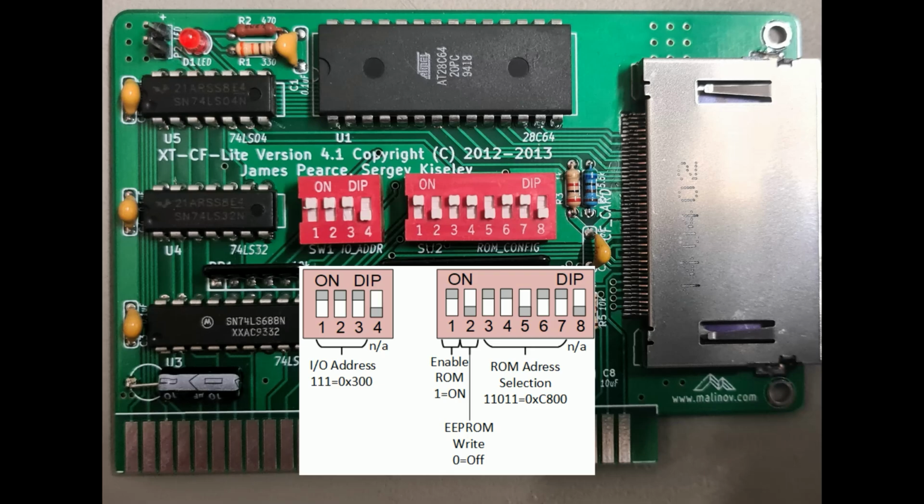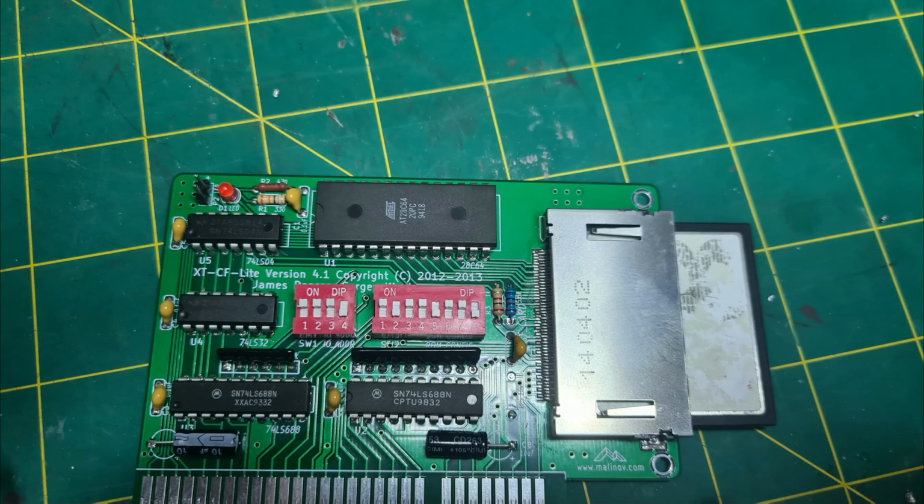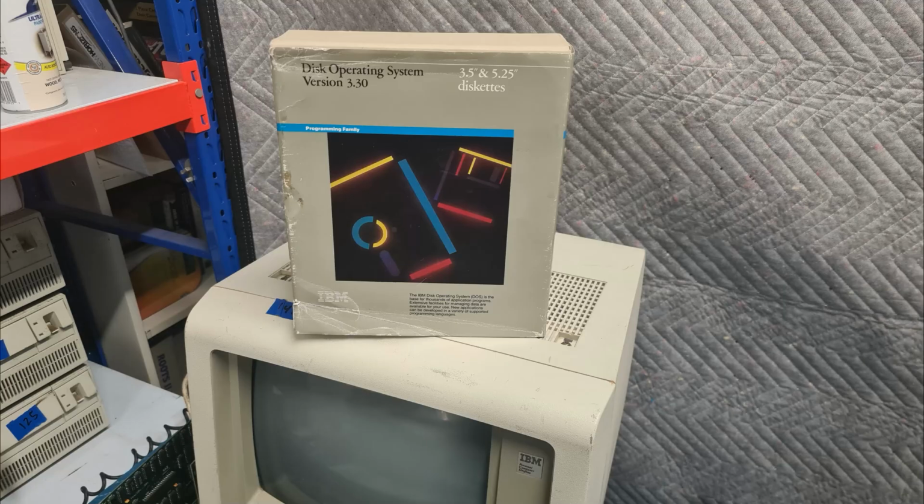Once I verified the switches, I put an 8-bit 16 megabyte compact flash card onto the XTIDE adapter and put it into the IBM 5150 PC. I had seen and read that the minimum DOS version to use with these cards was DOS version 3.30 or higher. Now, as it happens, I do have IBM PC DOS 3.30, and I therefore decided to use that.